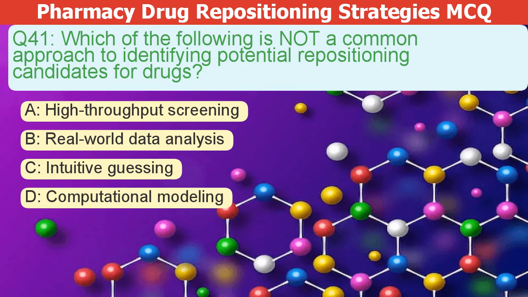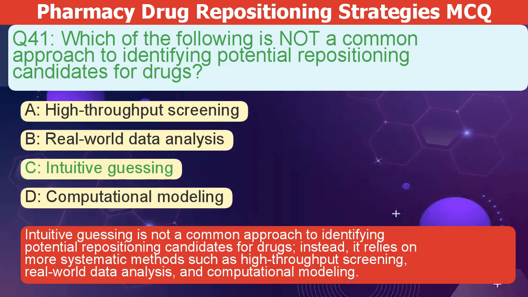Which of the following is not a common approach to identifying potential repositioning candidates for drugs? A. High-throughput screening. B. Real-world data analysis. C. Intuitive guessing. D. Computational modeling. The correct answer is C. Intuitive guessing isn't a common approach to finding new uses for drugs. Instead, we use systematic methods like high-throughput screening, real-world data analysis, and computational modeling.